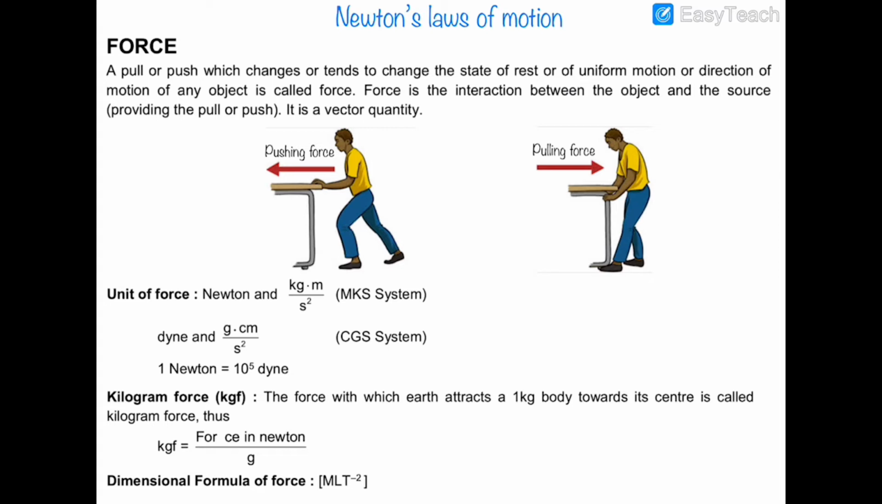So the unit of force is Newton, and Newton is kilogram meter per second square, and the CGS unit of force is gram centimeter per second square. CGS system is centimeter, gram and seconds. MKS system is meter, kilogram and seconds. In the MKS system, kilogram meter per second square is referred to as Newton, and in the CGS system, gram centimeter per second square is referred to as Dyne. And 1 Newton is equal to 10 to the power 5 Dynes.